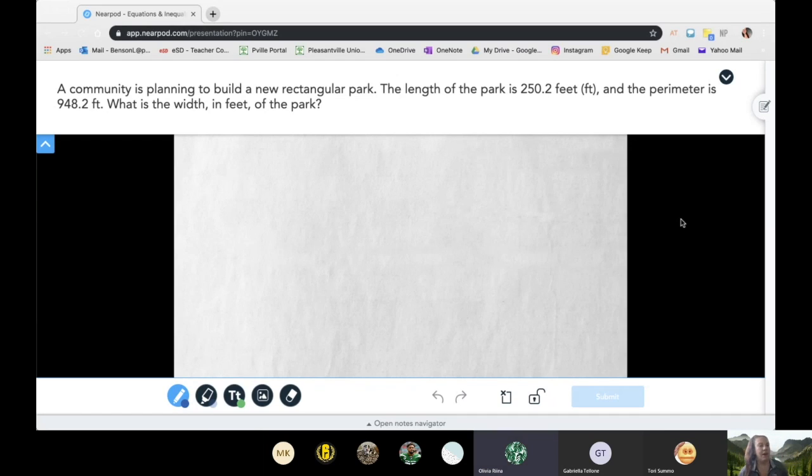If you have paper, if you don't want to draw it out on the screen because it's kind of hard to draw on a screen, feel free to draw on the side and do your work separately and then write your answer. That's totally fine too. I think drawing a picture is helpful for this one.